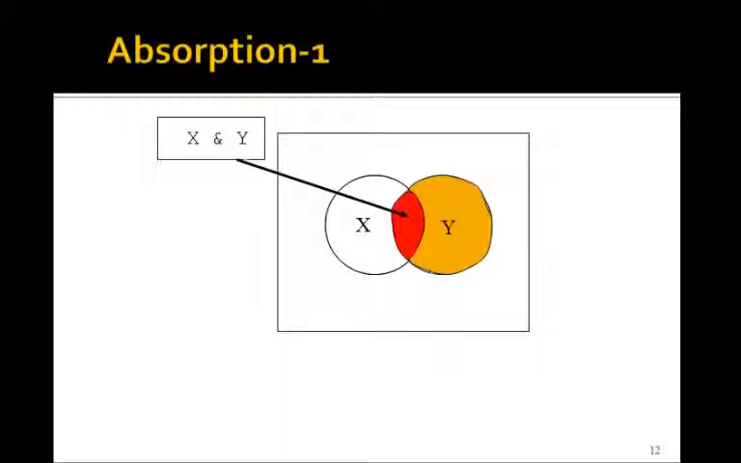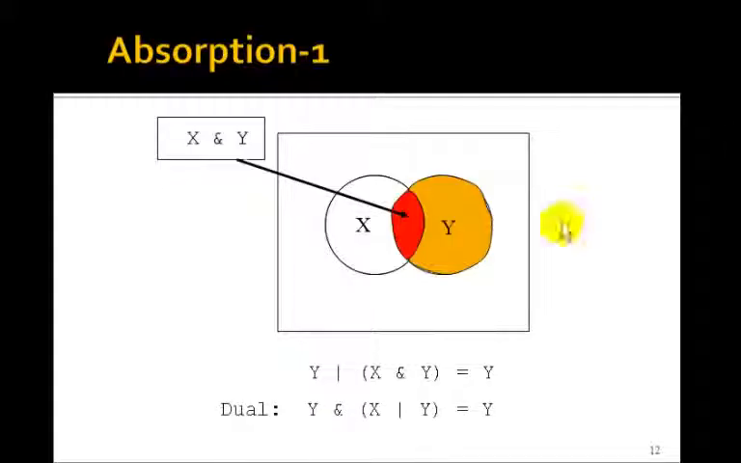Let's look at absorption. Remember, this red area is x and y. What happens if we OR that with y? That is, we OR it with all of y. Well, we just get y. Since x and y is already inside of y, ORing it just gives y. So this gets absorbed, really. We call it absorption. You see, we just end up with y.